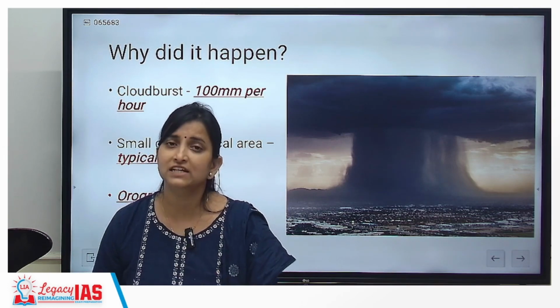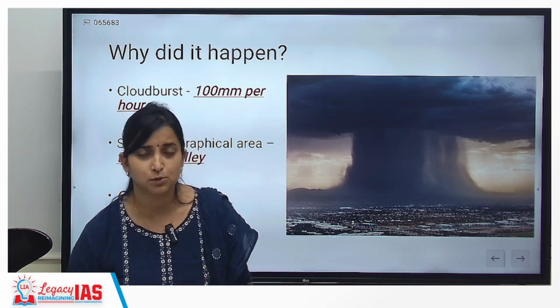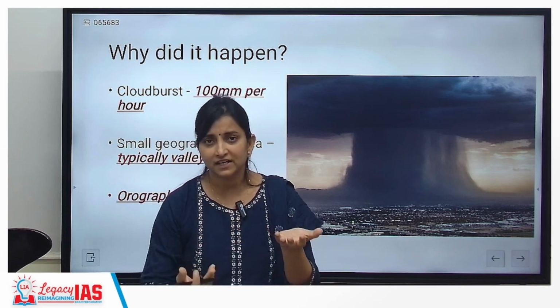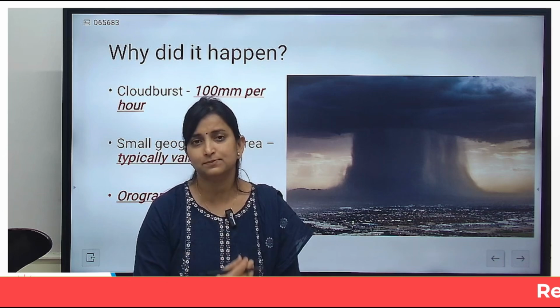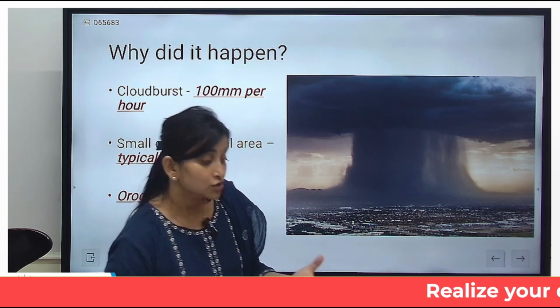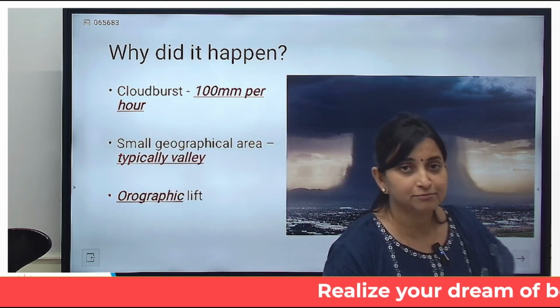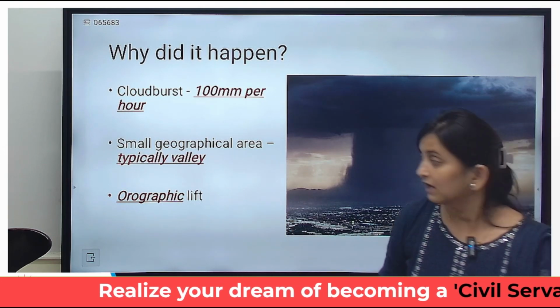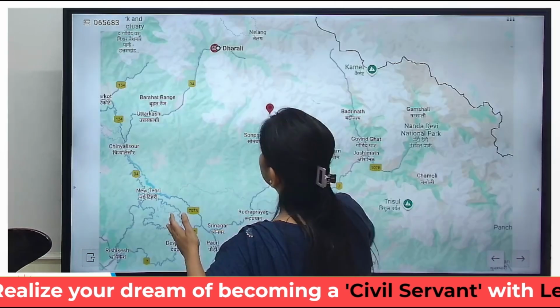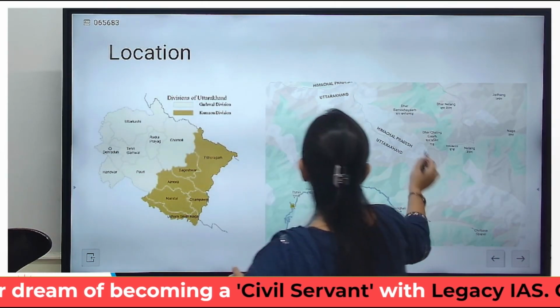If this moisture gets uplifted for any reason, there will be condensation. This water vapor will get converted into water droplets and come down as precipitation in the form of rainfall. Now what can be the reason for upliftment in this region? Because the entire region is surrounded by mountains. We saw it in geography that the entire region is surrounded by mountains.